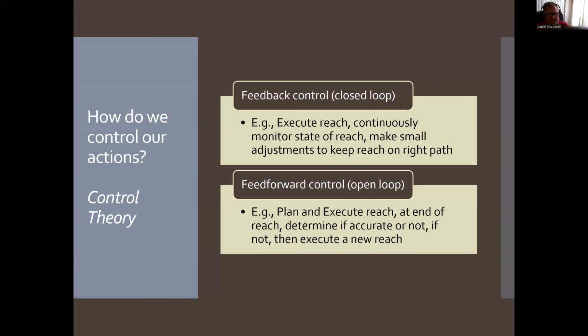So what does that mean here? So here I have it in words. We're going to plan and execute our reaching movement. But then we're not going to correct it. We're just going to execute it all the way from beginning to end. And then once the movement is completed, we can then evaluate, was that accurate or not? Did I reach the coffee cup or not?